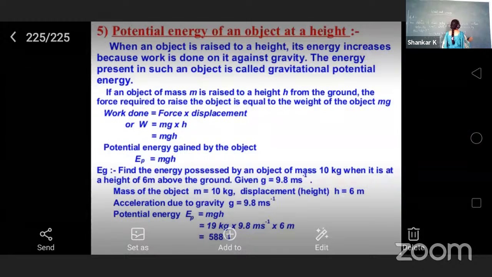Take a heavy ball, a stone ball, and here a plastic ball. You can use a stone ball and a plastic ball. Which one can you raise to a greater height?